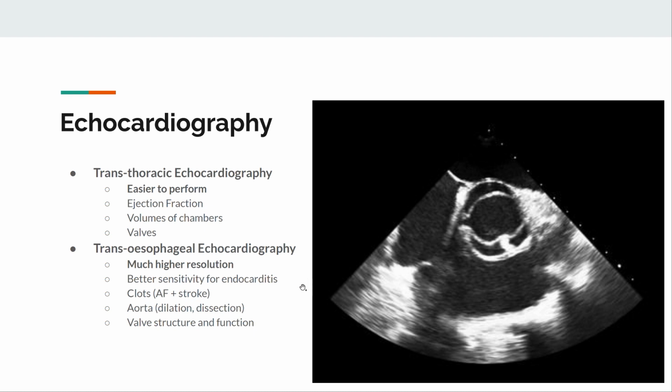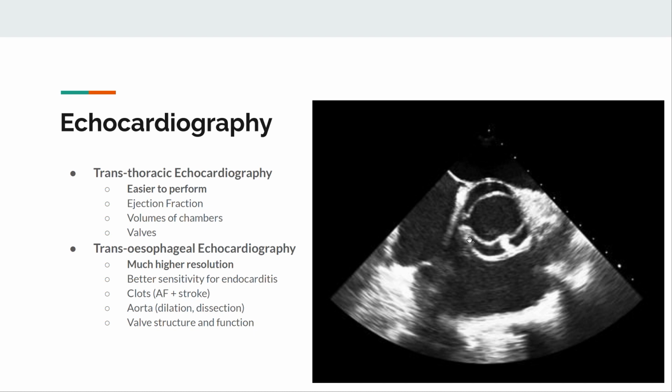It's got a better sensitivity for endocarditis, so if you suspect endocarditis, you need a TOE. It's really good for clots, so if someone's had a stroke and they have AF, you should get them a TOE to see if there's a big left atrial thrombus or something that's led to their cardioembolic stroke. It's good for assessing the aorta and valves in more detail compared to the TTE.